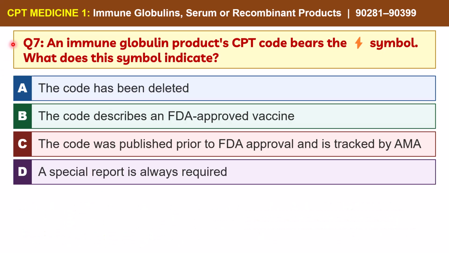Question number 7, a bonus question. An immune globulin product CPT code bears the symbol flash like this. What does this symbol indicate? A. The code has been deleted. B. The code describes an FDA approved vaccine. C. The code was published prior to FDA approval and is checked by AMA. And D. A special report is always required. So this is a bonus question. So please answer the question in the comment section. If you need the answer for this question, please wait for the next part. The next part will start from question number 7.